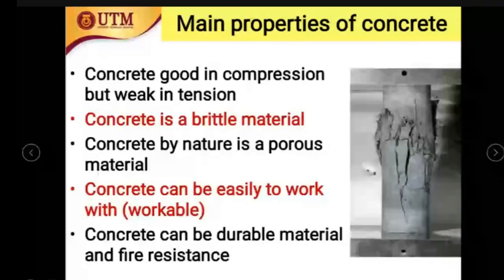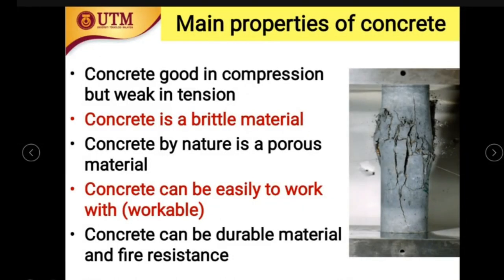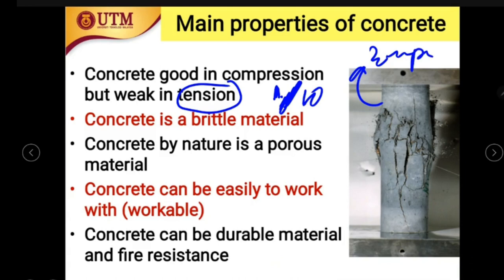Regarding the properties of concrete, here are some of the main properties that we have to know. Concrete is very good in compression, but it is very weak in tension. Basically, the tensile strength of concrete is only about 1/10 of its compression capacity, which means that if your concrete is 30 megapascal, the tensile strength is only about 3 megapascal. That is why, in the design office, when we design reinforced concrete, we normally won't take the tensile capacity of concrete into consideration. We just ignore it because the tension is very weak.